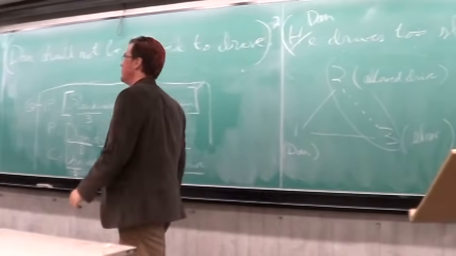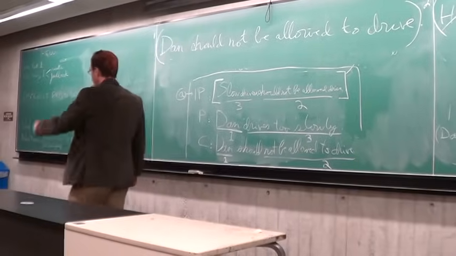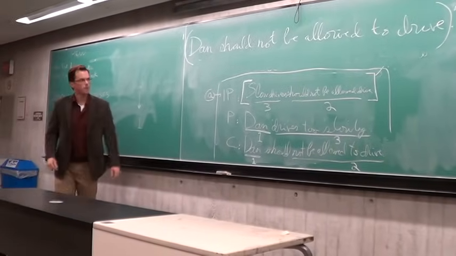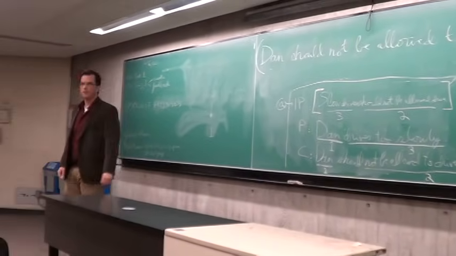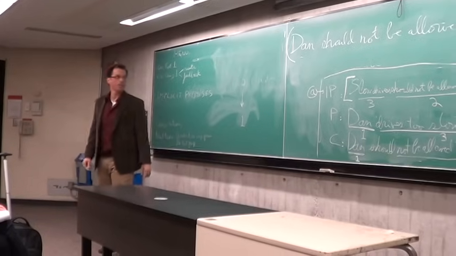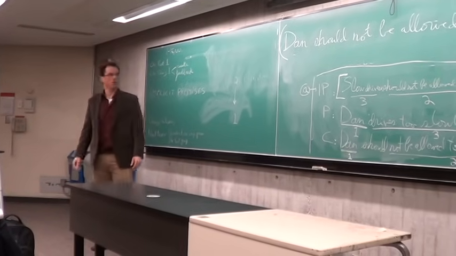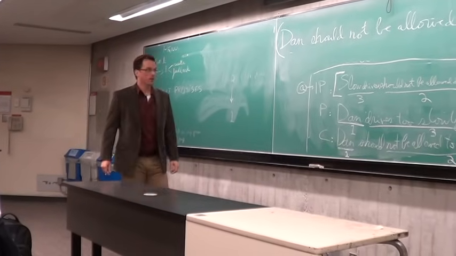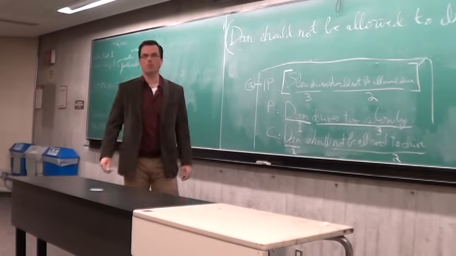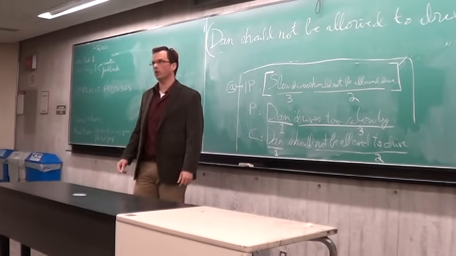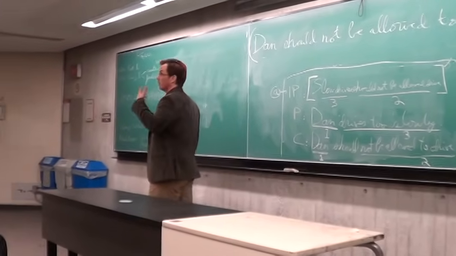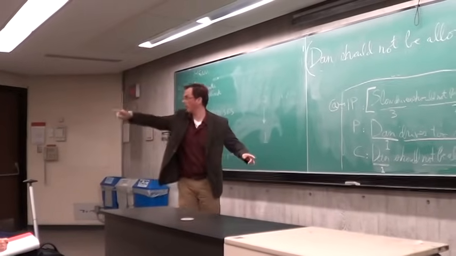Does it make sense? Imagine someone accosting you on the street and saying, you know what? Slow drivers shouldn't be allowed to drive, and I know this guy, Dan, and he drives way too slowly. Therefore, Dan should not be allowed to drive. Make sense to you guys? Crystal clear argument. And at this point, that person's giving you all the information.